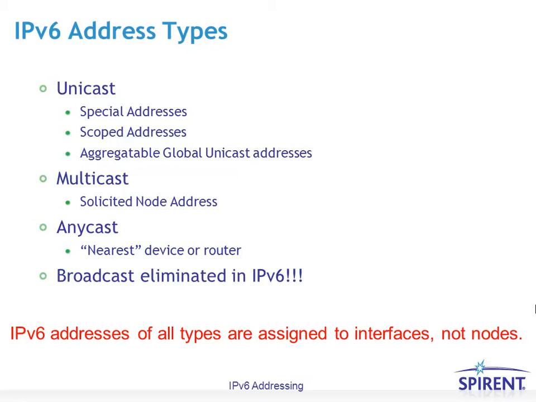So anycast, I wouldn't say it's a new type of address because it's been around since the early days of IPv4. The concept with anycast is that you're looking for the nearest device or router to you. And finally, an interesting concept with IPv6 is you assign the addresses to interfaces and not necessarily the entire node. Whereas with IPv4, a single node may only have one address, with IPv6, a single node, not only that, a single interface might even have multiple addresses. In fact, it does for special cases.